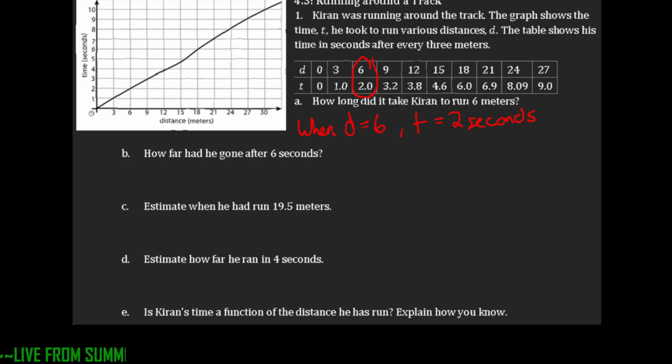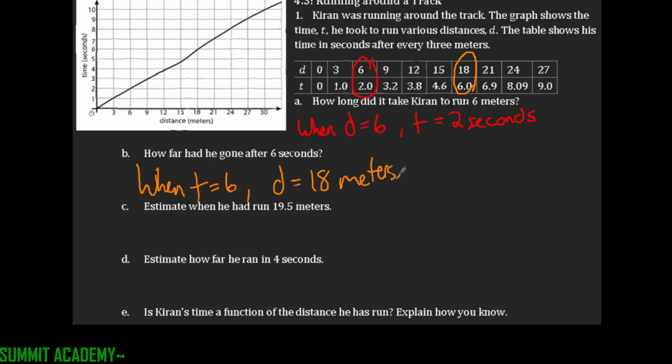Then it says for the next one, how far has he gone after 6 seconds? And now we're finding when t equals 6, what do we have? So we have to find our value where t equals 6, and it's right here. So when t equals 6, we can say d equals 18 meters. So be very careful when you're reading that table and that graph, be able to switch between it and make sure it tells you what you're looking for.